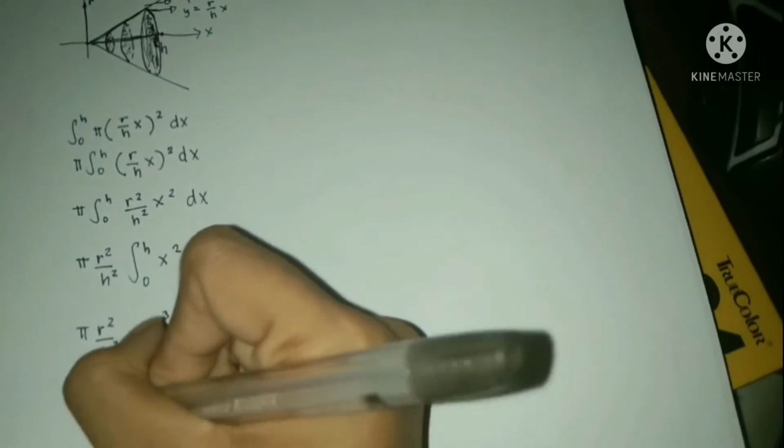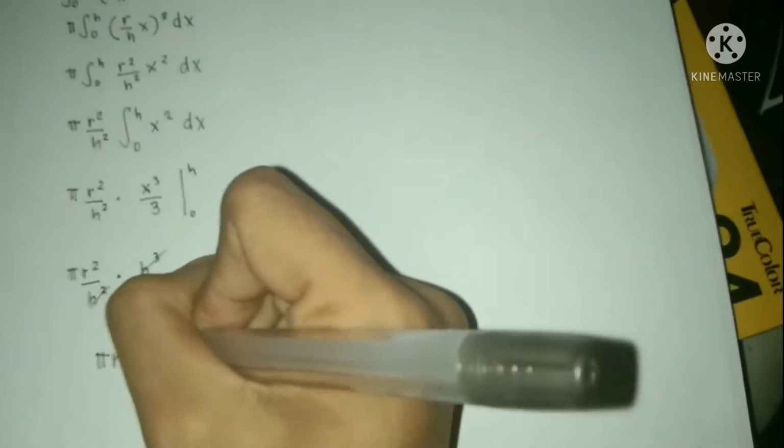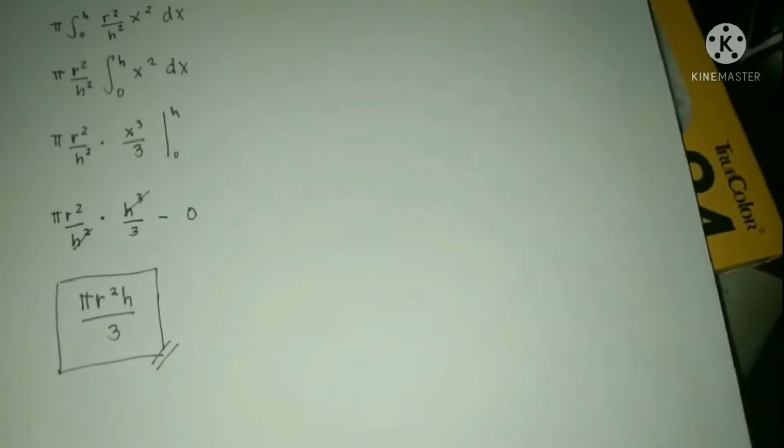So, it becomes pi r squared over h squared times h. Plug in h cubed over 3 minus, so this is 0, so all of it is 0. So, cancel, let's cancel an h. So, the final answer is equal to pi r squared h over 3. So, this is how they derive the formula for the volume of a cone.